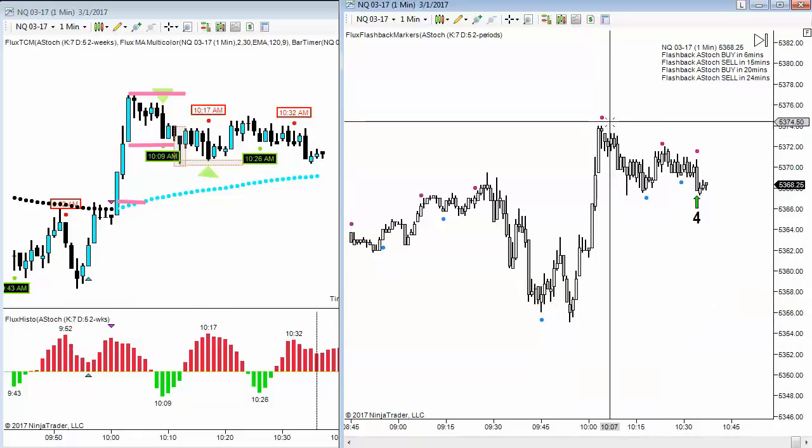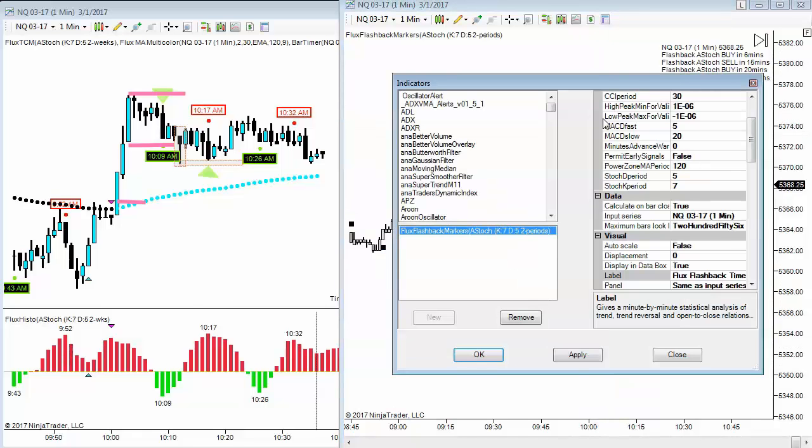If you choose to combine them, here's what I would do. Go into the indicator, right click on any of the NinjaTrader indicator parameter cells, and click Set Default for Flux Flashback markers. So I've burned all of the values that we've changed into the Flashback markers indicator.